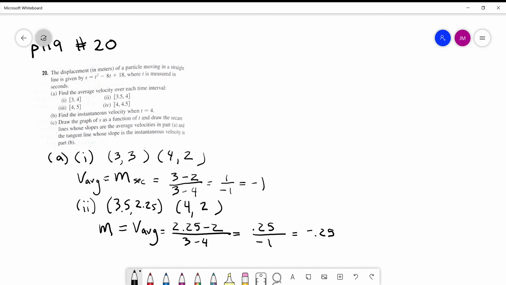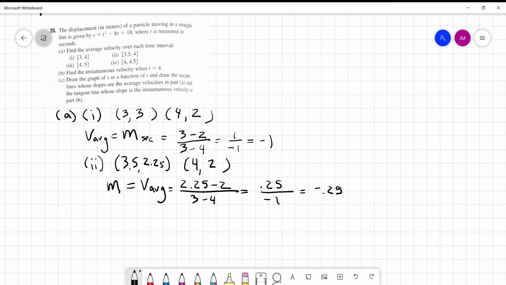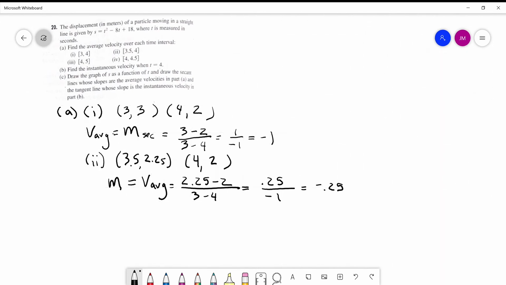And I think you get the idea from here for part A, parts 3 and 4. You're going to work those the same exact way. So I'm going to skip over those, and jump ahead to question letter B. Find the instantaneous velocity when time equals 4.